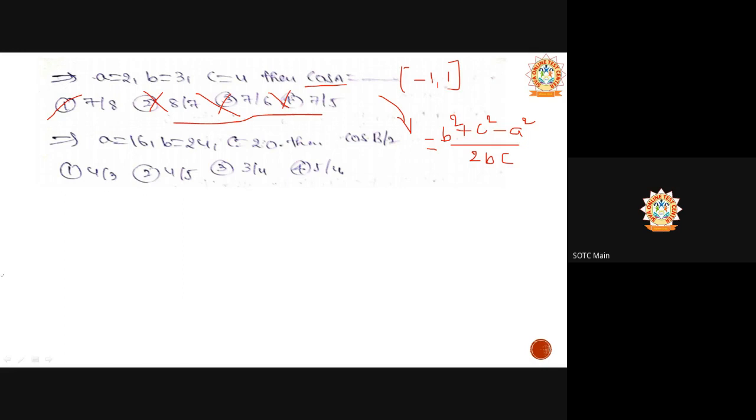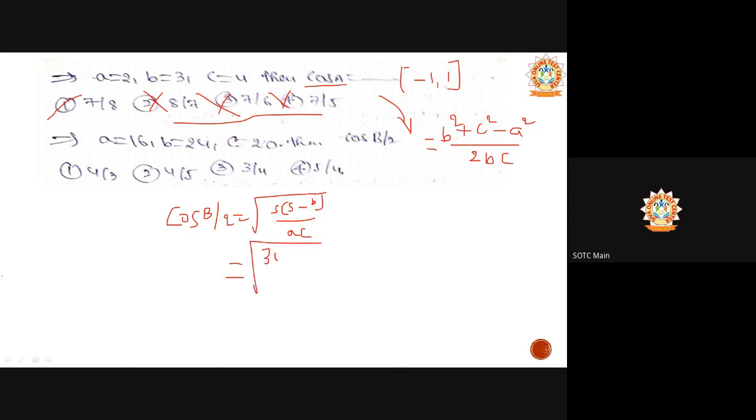Next, cos B/2. What is the formula? Under root s into (s minus b) divided by ac. Apply this and tell me the answer. Definitely here also two options will be eliminated. You have only 4 by 5 and 3 by 4. What is the s value? 16 plus 24, 40 plus 20, 60 by 2, 30.